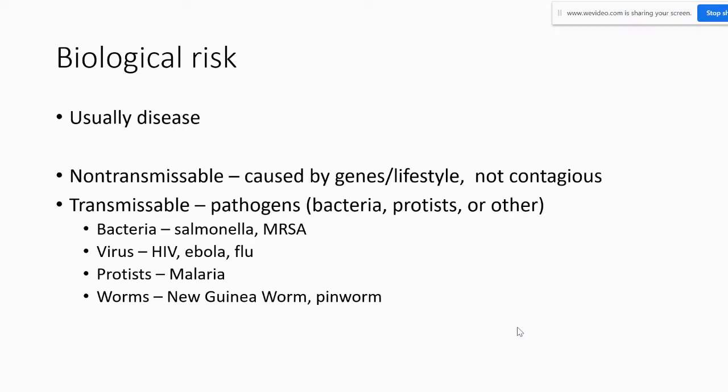Last lesson in the previous week, we already talked about biological risk. In the case of non-transmissible, those are diseases caused by genes and what we call lifestyle. It's not contagious. Transmissible diseases are the ones we're more concerned about, which we spent a lot of time talking about last week. Because a transmissible disease means if we don't take care of it somewhere else, it can come around the world.